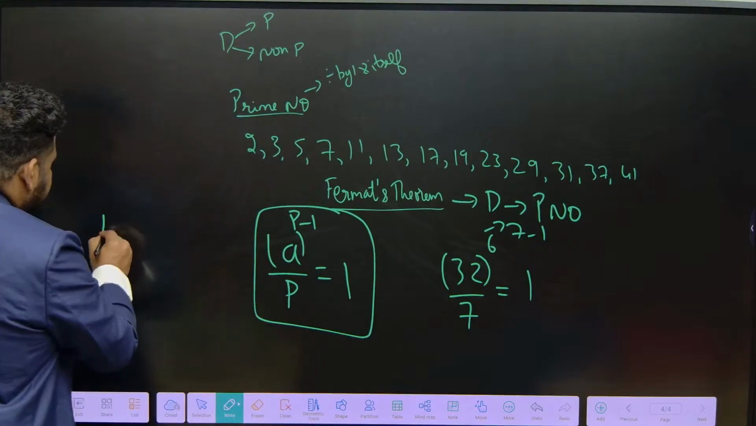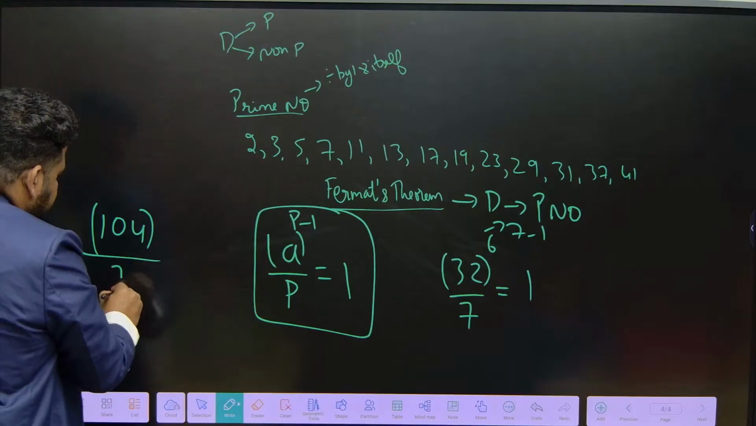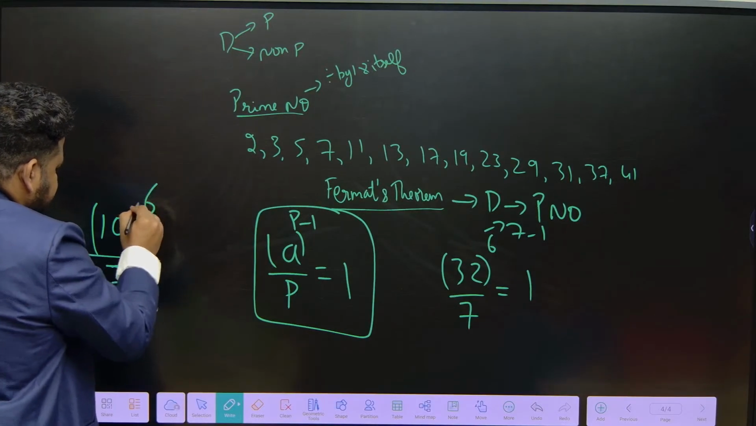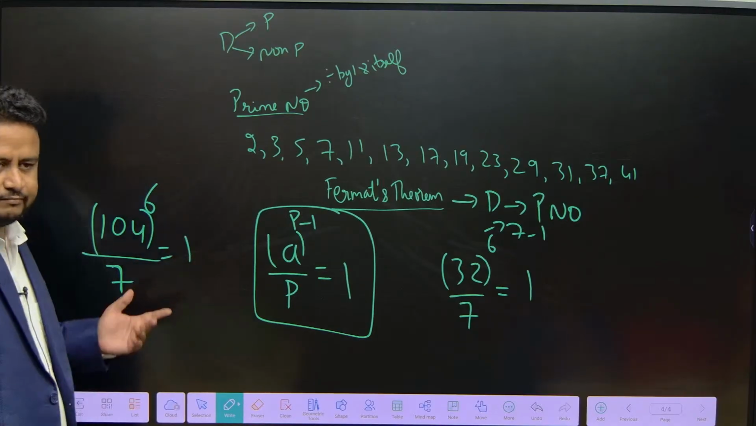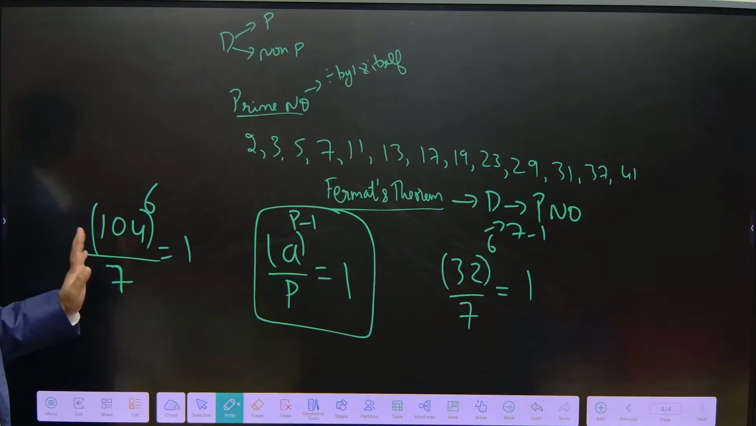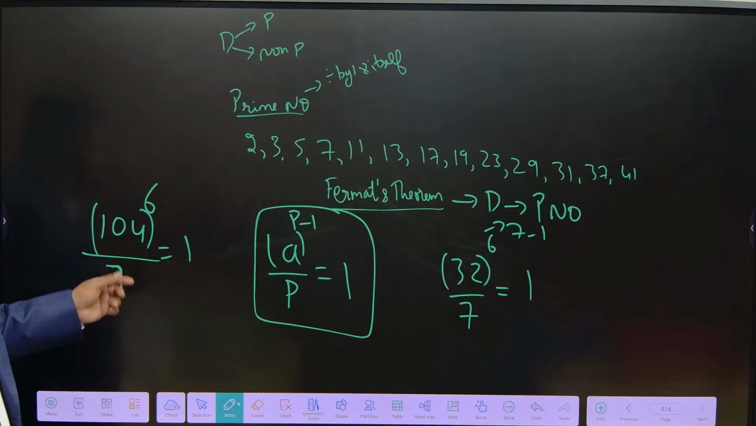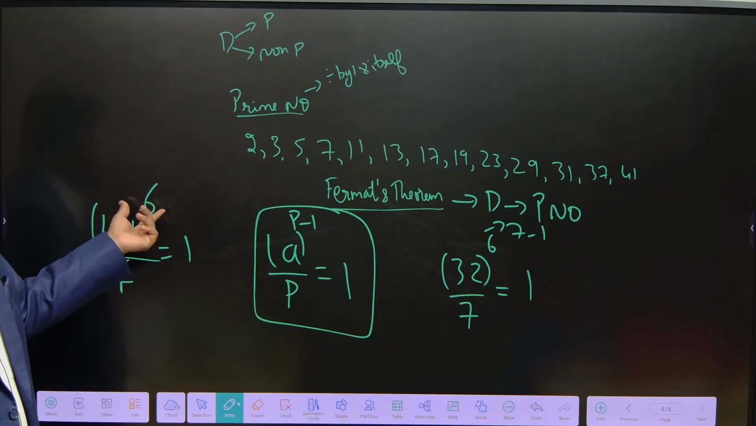Okay, let us take one more example. See here, 104 divided by 7 to the power of 6. Here the remainder is what? 1. Understood? Here the remainder is 1 because 6 can be written as 7 minus 1. Clear? Got it?